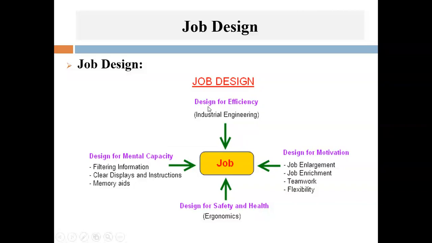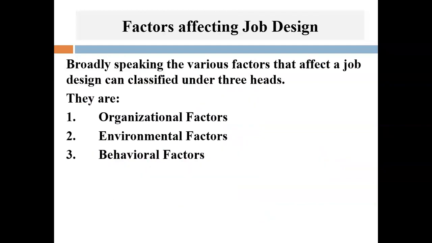First, design for efficiency: industrial engineering can be done. Design for motivation: you can change the work through job enlargement, job enrichment, teamwork, and flexibility. Then design for mental capacity: filtering information, clear displays about the instructions, memory aids. Then design for safety and health, that is ergonomics, right? I would like to describe the factors affecting job design.